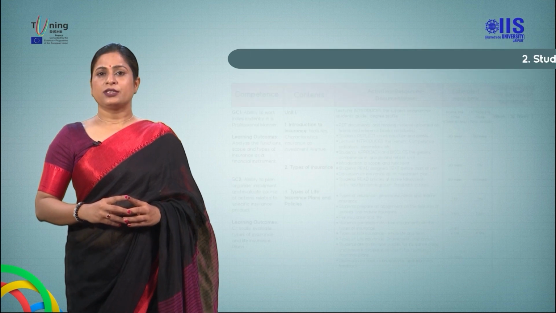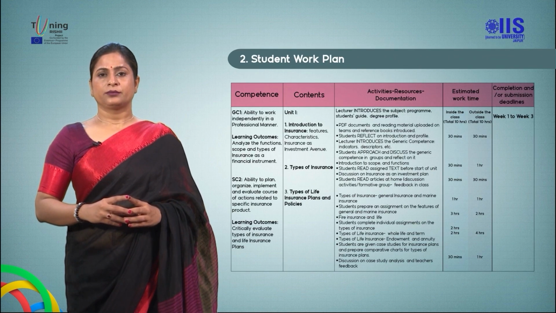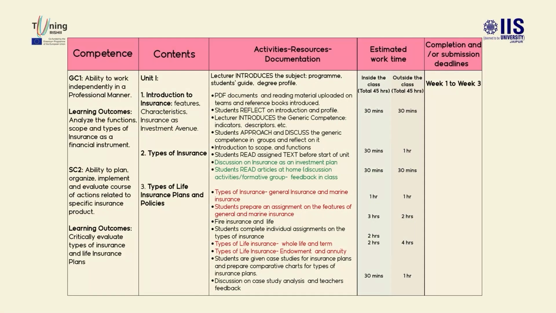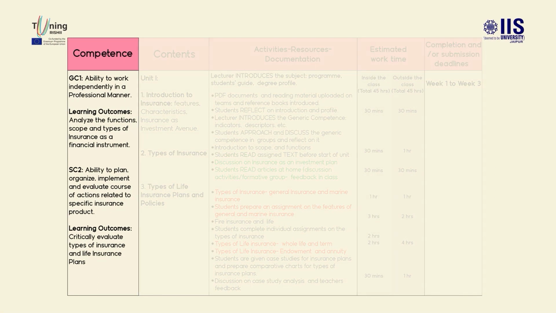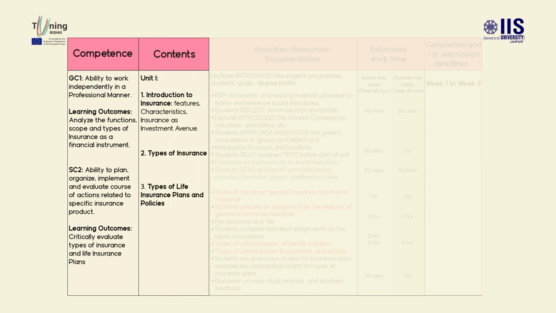The second section is the work plan. As you can see, the first column of the student work plan mentions the related competencies together with the aligned course outcomes. For example, Unit 1 covers two competencies, one generic and one specific competency. The second column details the content of the syllabus. In this illustration, we can see that the student work plan is unit-wise.